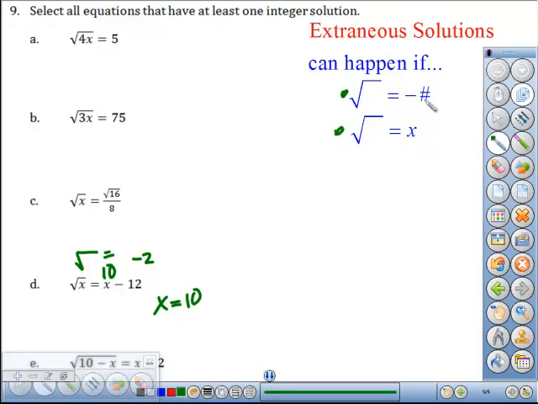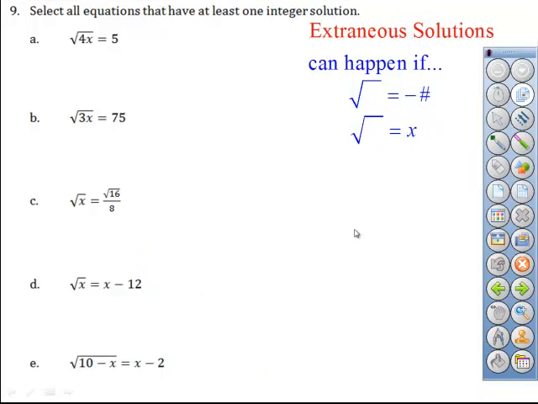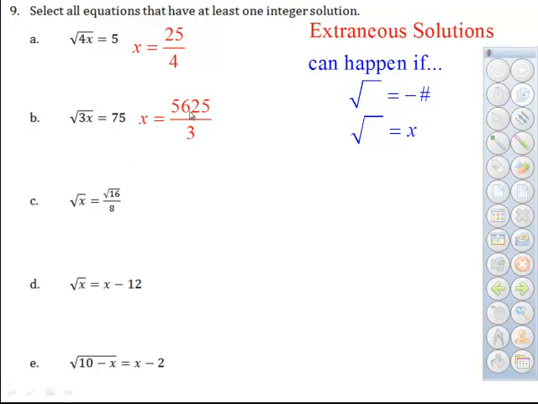If a radical is equal to a negative, or if you have a radical that's equal and there's an x on the other side. So just solving this, we're going to square both sides, and you get 25 and then divide by 4. Over here, we're going to square both sides. You get a big, huge number divided by 3, and then simplify. Over here, we're going to square both sides, and I ended up with 1/4.